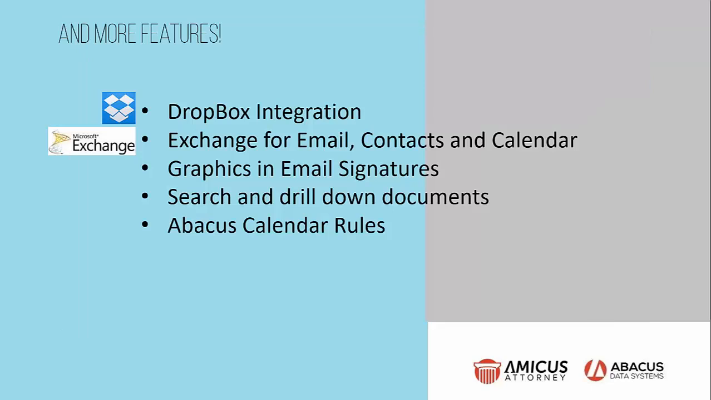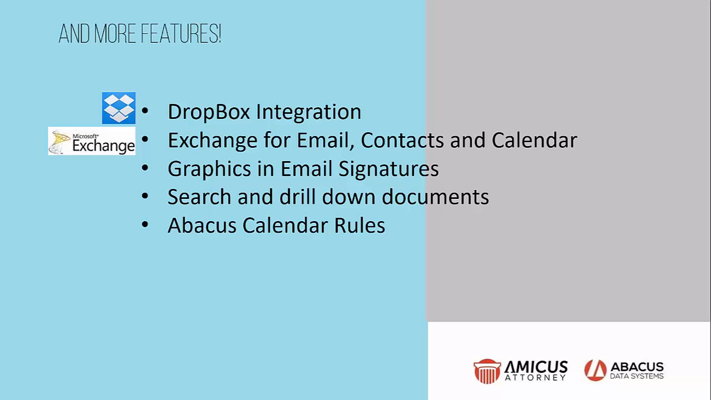And more features. You can connect your firm's Dropbox account to Amicus and view your Dropbox documents on the Amicus file. And this works in Amicus Anywhere too, and we're going to be talking about Amicus Anywhere in just a few minutes. In the past, you could link Amicus to Outlook for your contacts, calendar, and email, and that link was a desktop link. Well, now you can link your Amicus to your Exchange account.